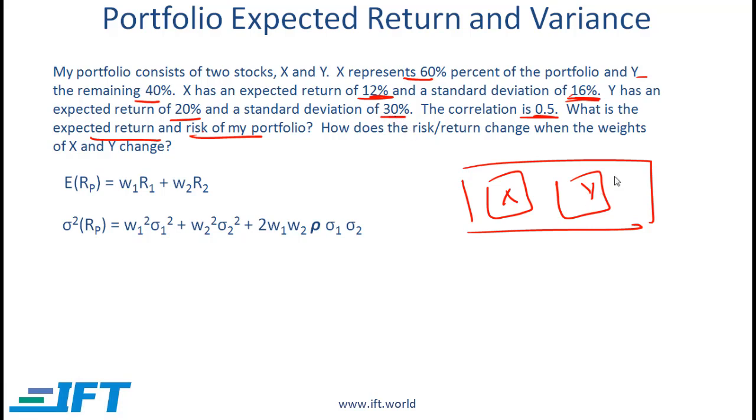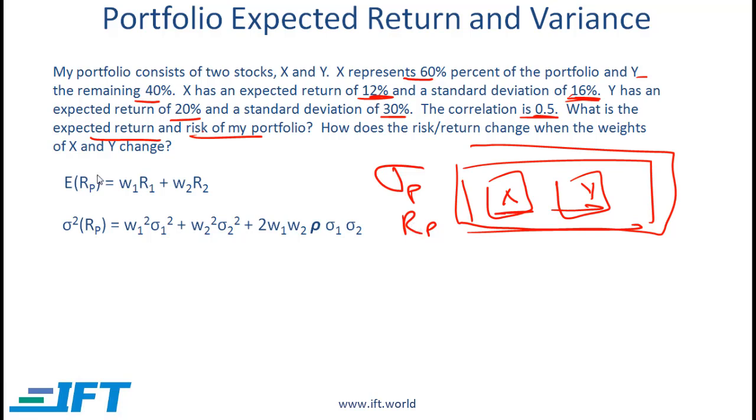The question is that when these two assets are combined in a portfolio, then what is the risk of that portfolio and what is the expected return of the portfolio? We have already talked about the expected return of the portfolio as being the weighted average of the two returns. So this is a fairly straightforward calculation.